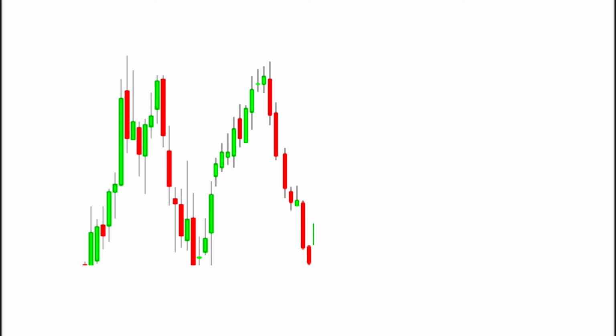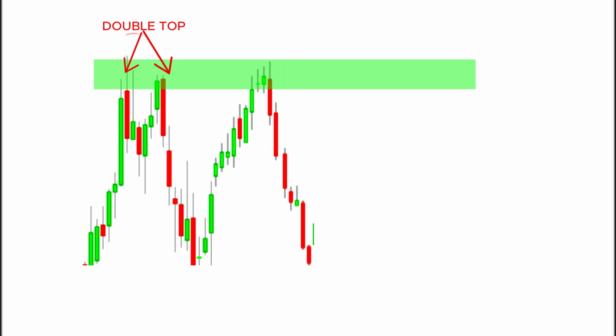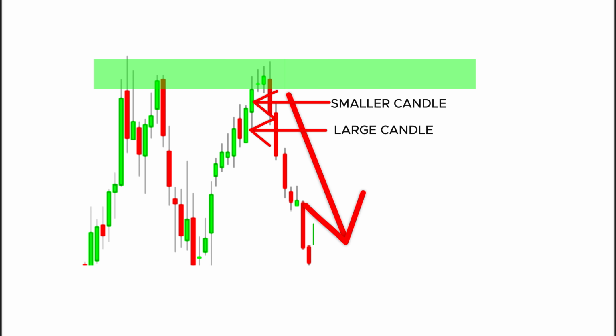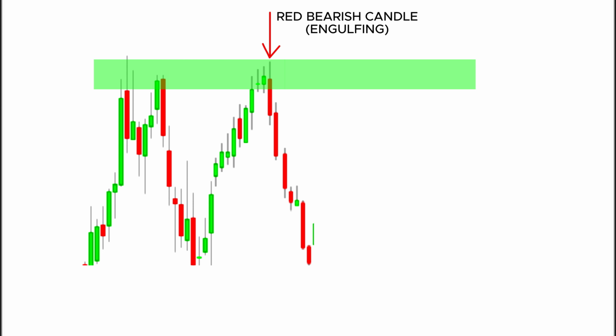So let's move on to a different illustration. As the price rises and gets closer to this level, you can see that we have a double top here that serves as resistance. Before price reverses downward, we have a giant candle, a smaller candle that is rejecting this resistance, another candle that is rejecting this resistance, and lastly a red candle that is also rejecting this resistance.